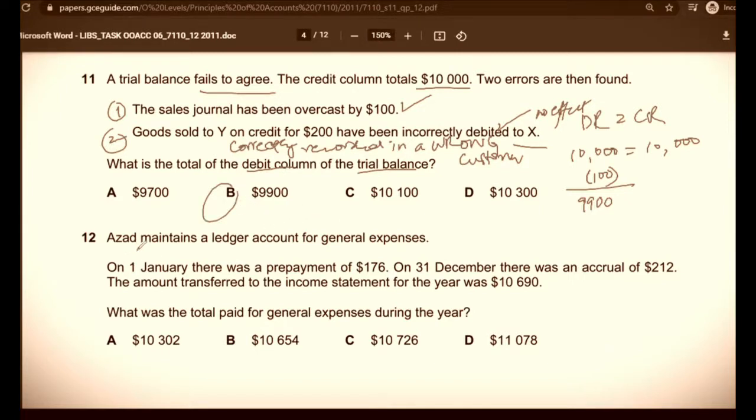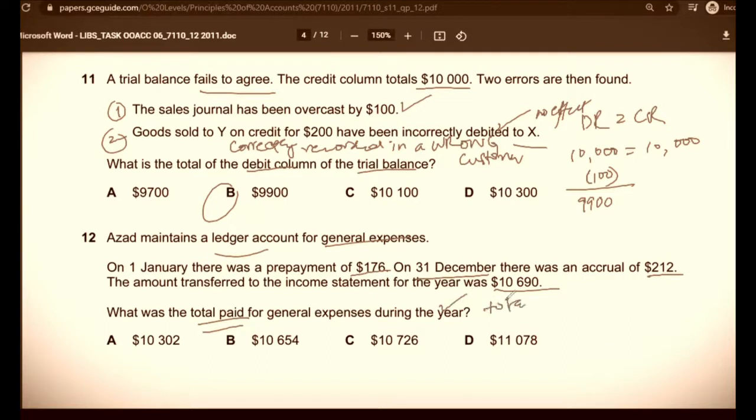Multiple choice 12. Azad maintains a ledger account for general expenses. On 1st January, there was a prepayment of $176. On 31st December, there was an accrual of $212. The amount transferred to the income statement for the year was $10,690. What was the total paid for general expenses during the year?